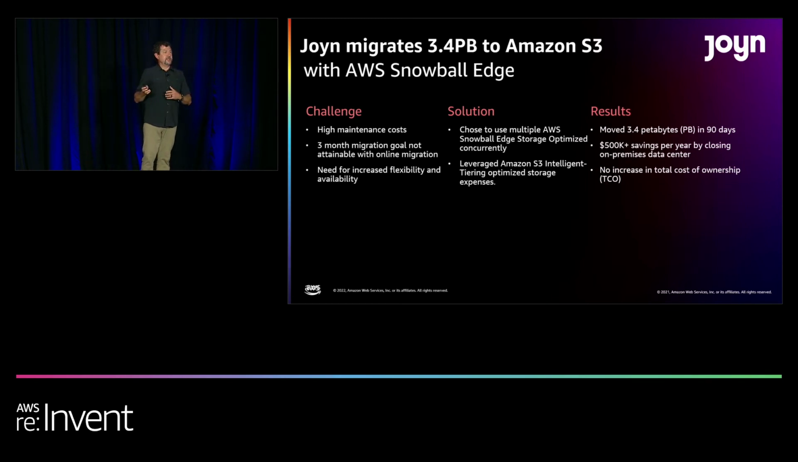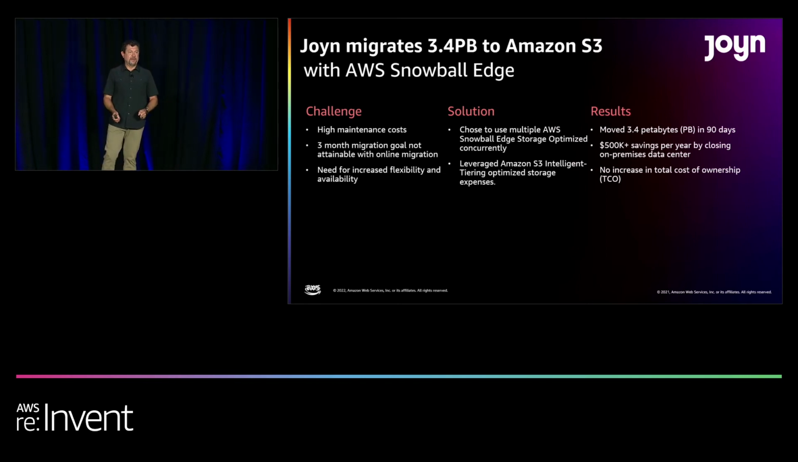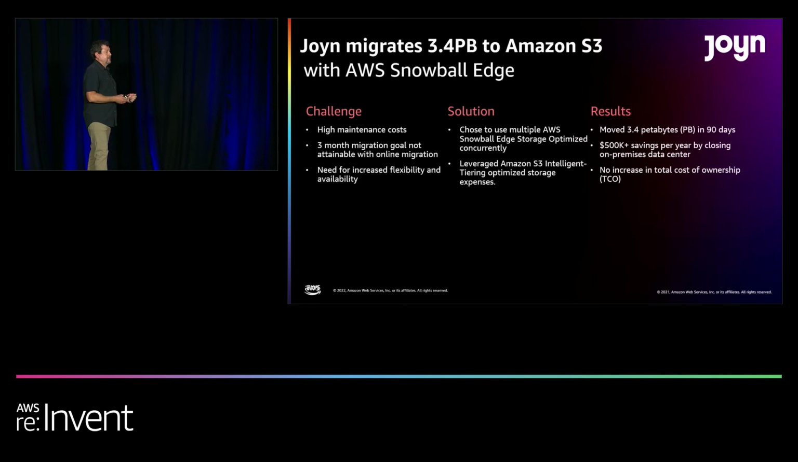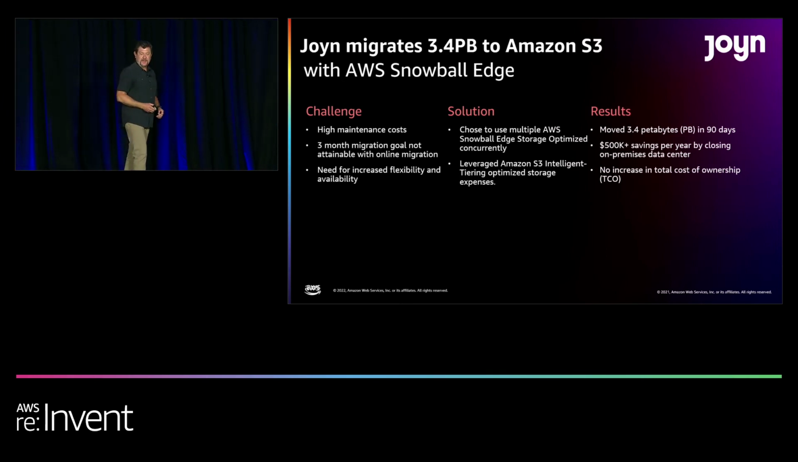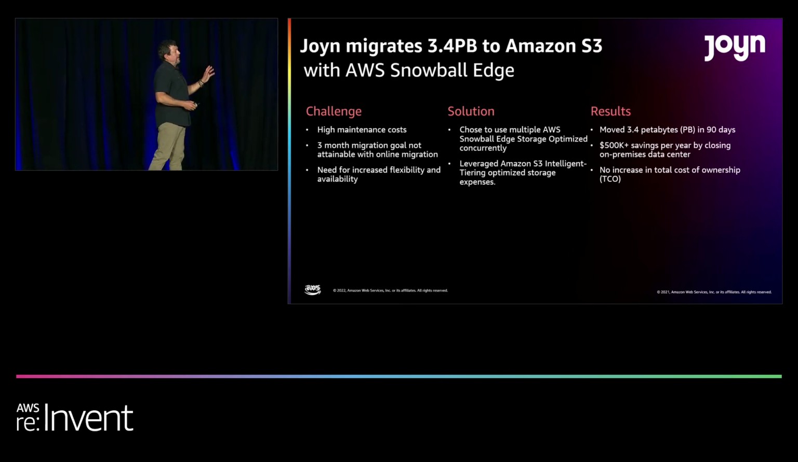And due to limitations in their bandwidth and current network configuration, they really needed the increased flexibility and availability of just having the device, being able to do a physical local copy with Snow. So they chose to use multiple Snow devices. They used the storage optimized device and built a local storage cluster where they were able to do a bulk transfer using multiple devices on a rotating basis. They sent the data into S3 Intelligent-Tiering.